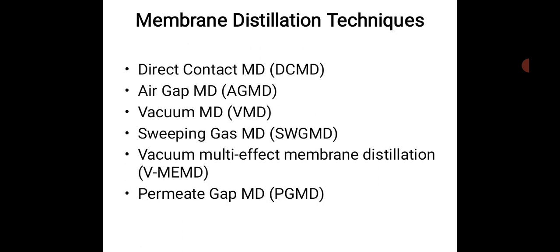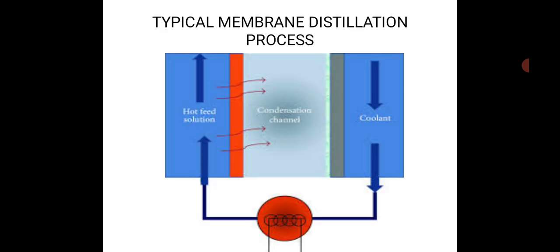Membrane distillation techniques can be classified into direct contact membrane distillation, air gap membrane distillation, vacuum membrane distillation, sweeping gas membrane distillation, vacuum multi-effect membrane distillation, and permeate gap membrane distillation. In a typical membrane distillation process, the hot fluid is passed through the chamber, the vapor enters into the condensation channel where the coolant is applied, so the vapor condenses and a product is obtained.